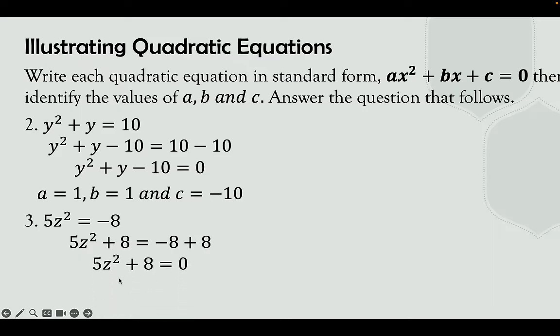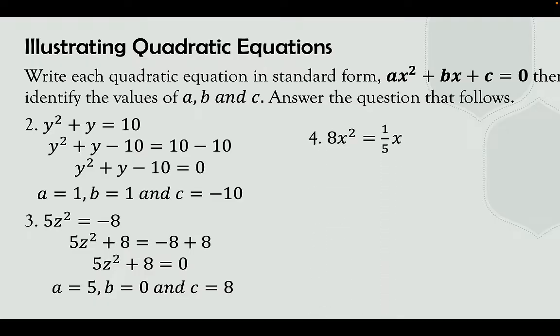So we have here 5z squared plus 8 equals 0. So we have 5 as our a. Since we don't have a linear term there, we need to write b equals 0, and c is equal to 8. And we have next 8x squared equals 1 over 5x.